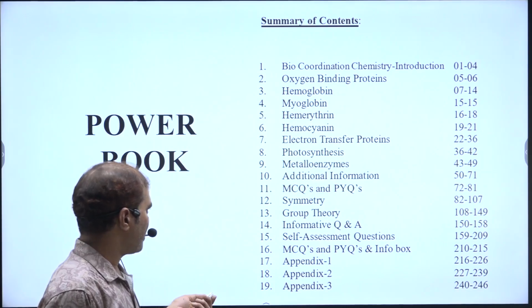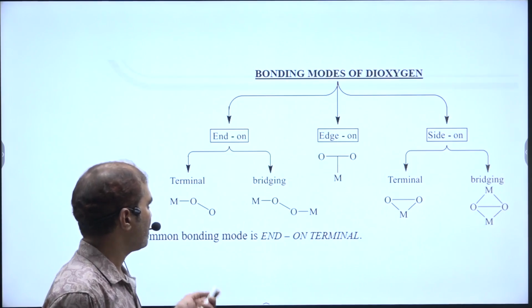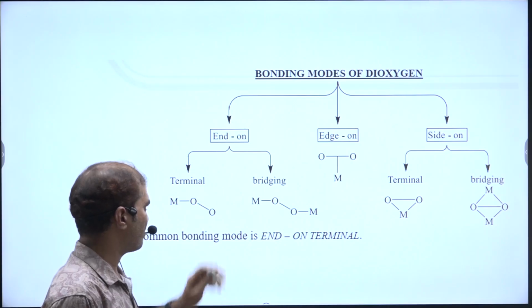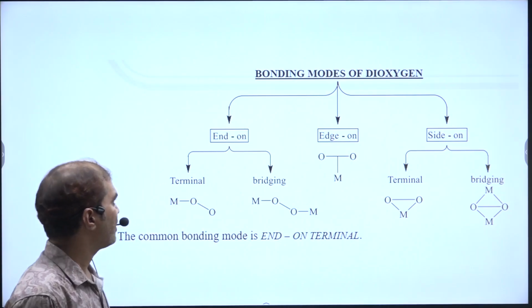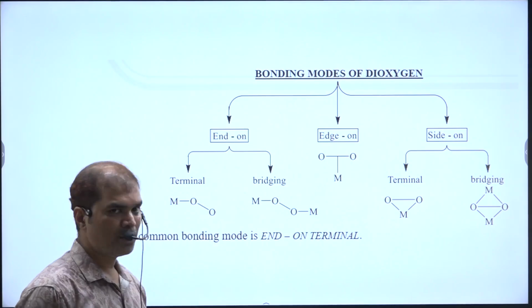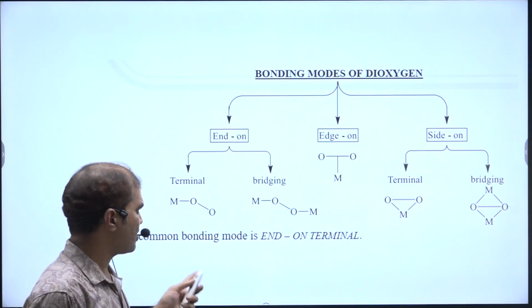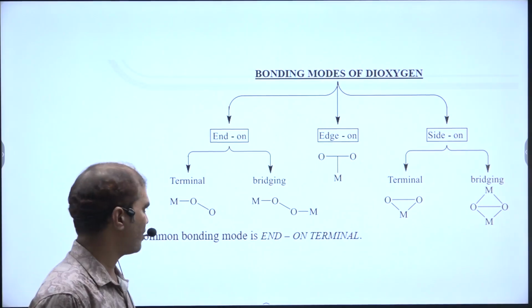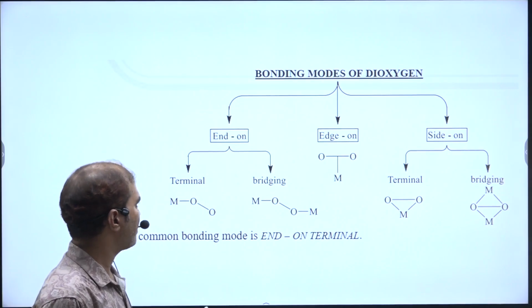Symmetry and group theory, I will be just showing a few slides. Now here is the bioinorganic, just a few slides I am sharing so that you will understand what type of subject or content is present. Different bonding modes of dioxygen have been provided so that you will get an idea about dioxygen, and once you are aware of dioxygen, then you can easily understand the bonding aspects between the hemoglobin, myoglobin or hemerythrin and also hemocyanin.